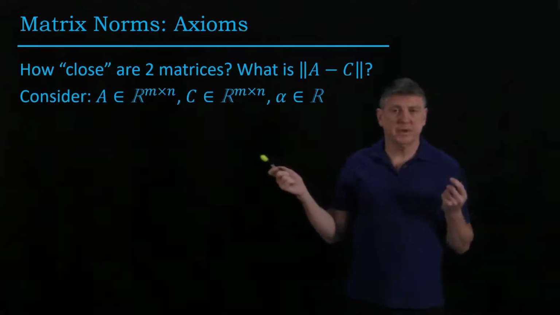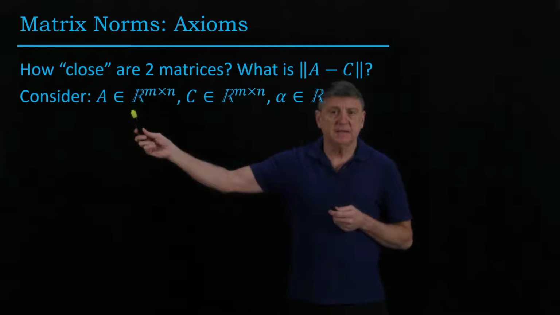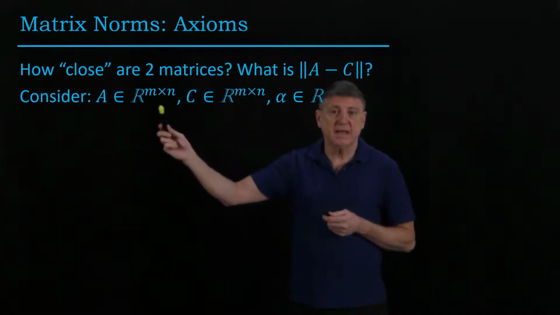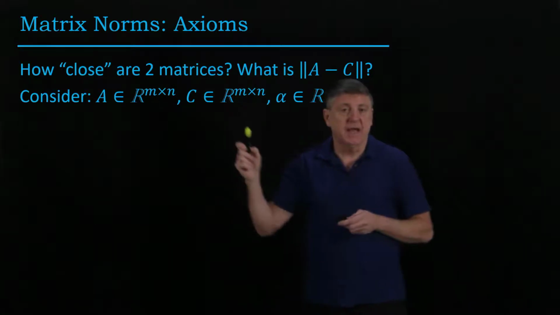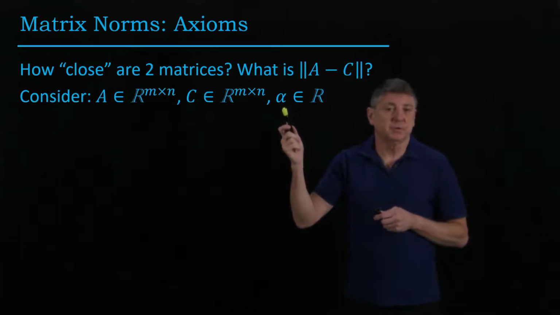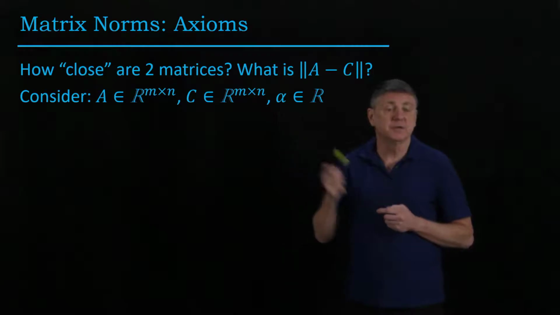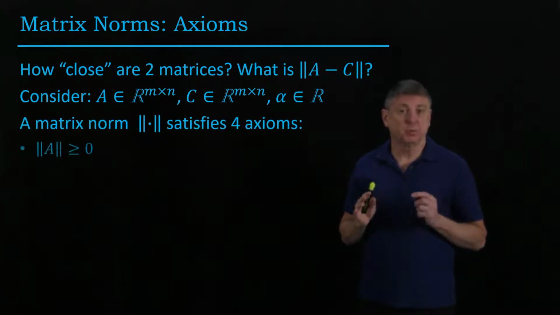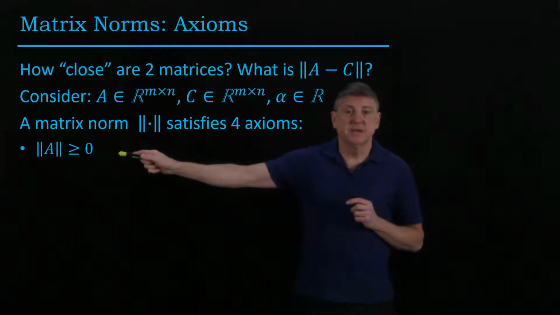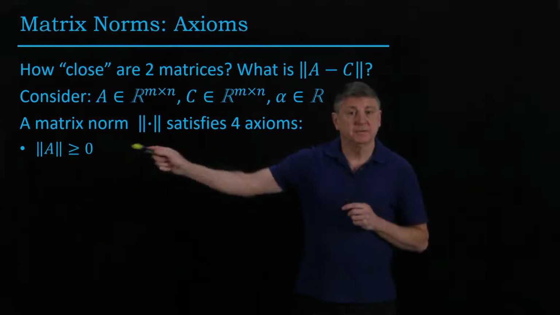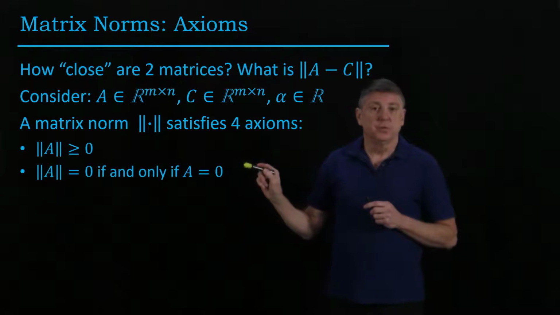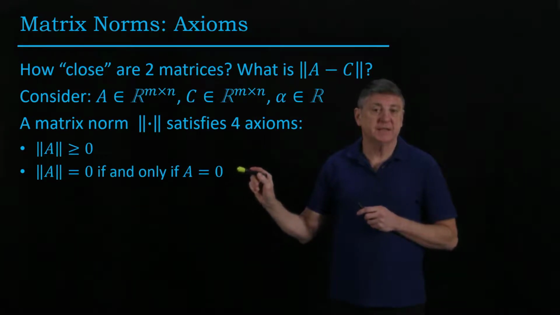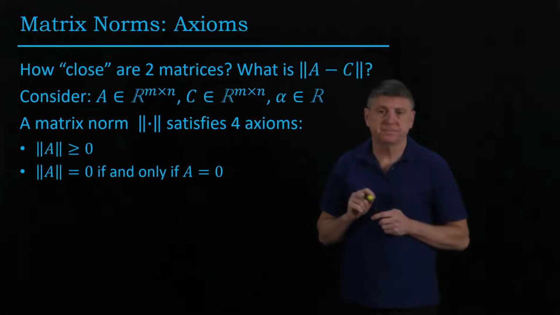Well, let's suppose that we have two matrices and they both have entries that are all real numbers and the matrices have the same size. And then let's also suppose that we have some other number alpha that's a real number. Well, a matrix norm has to satisfy four axioms. The first is that the norm has to be non-negative. The second is the norm has to be zero if and only if the matrix has zero in every entry.